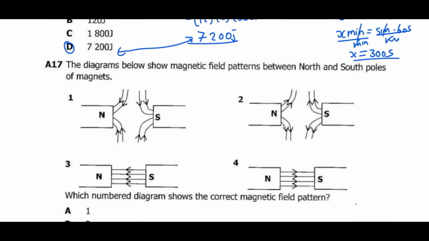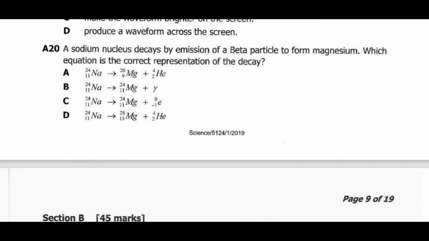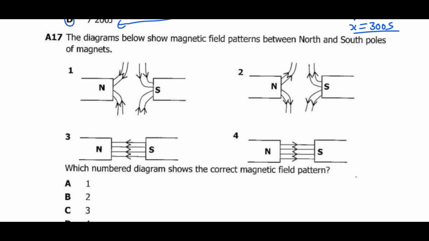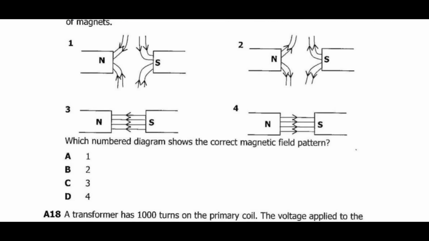Now question 17. The diagrams below show magnetic field patterns between north and south poles of magnets. Now let's look at the question. Which numbered diagram shows the correct magnetic field pattern? What you have to know about magnetic field lines is that they will always move from a north pole to a south pole. So that's the diagram that we are looking at here.